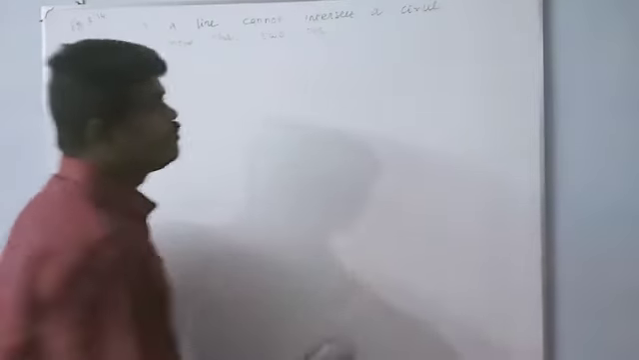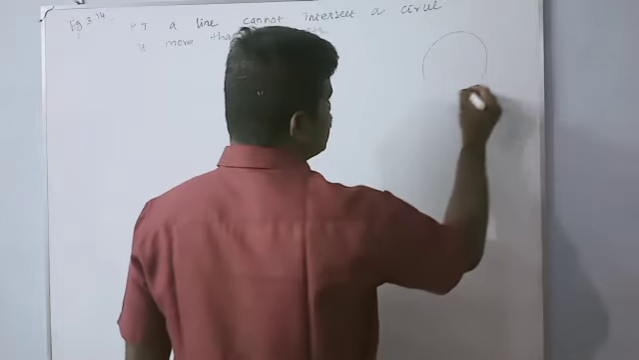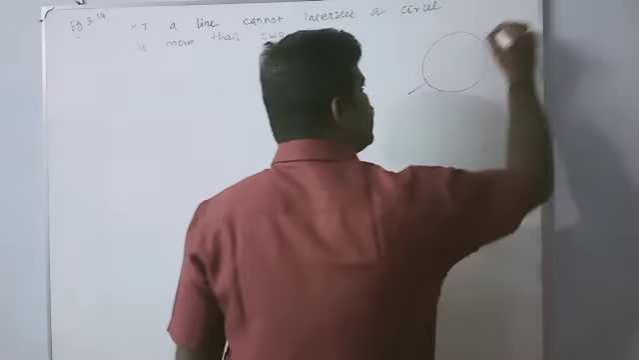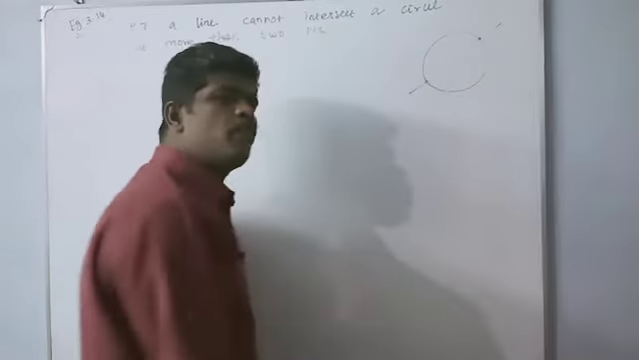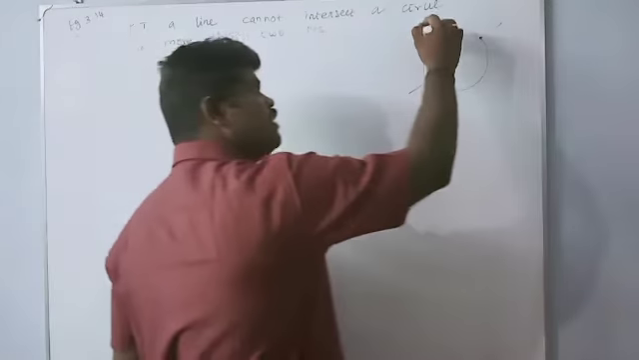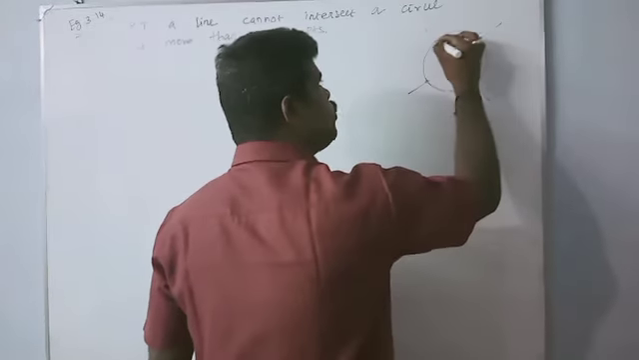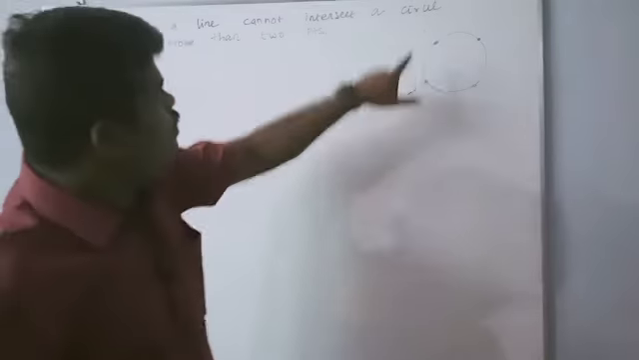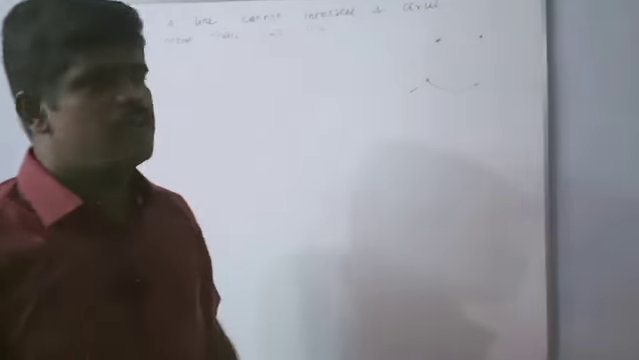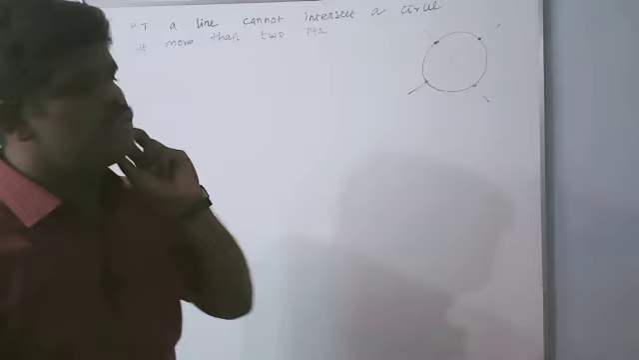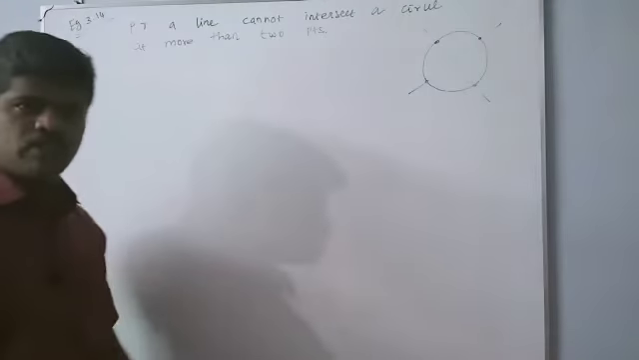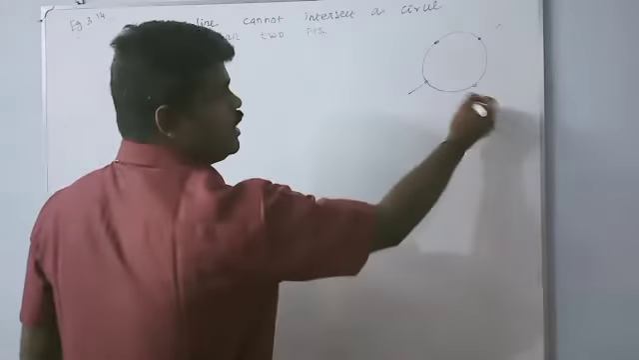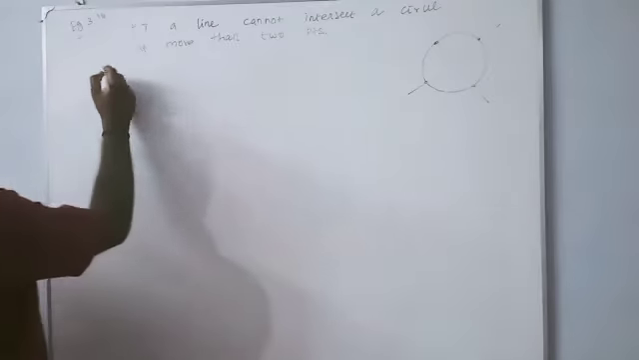What does that say? This is a circle, and a line intersects it, meeting at only 2 points. If any line we can draw, it intersects at only 2 points. So it cannot intersect at more than 2 points. So we want to prove a line cannot intersect a circle at more than 2 points. This is the explanation. We don't draw the diagram in the examination.